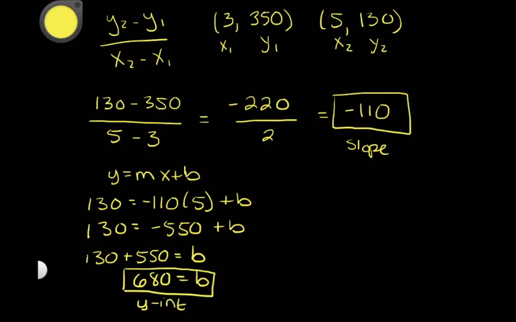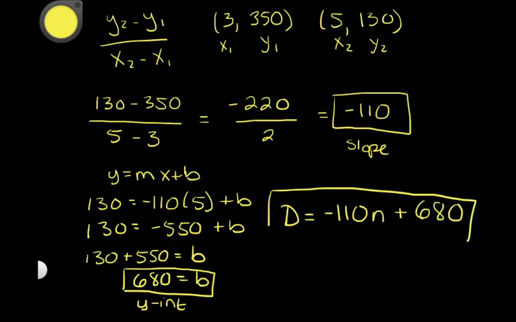So the question asked me to write the equation of the line as distance. So d equals, we're using the same form though, y equals mx plus b, right? What's my m? Negative 110. n plus my y-intercept, which is 680. So that is the answer to the word problem.